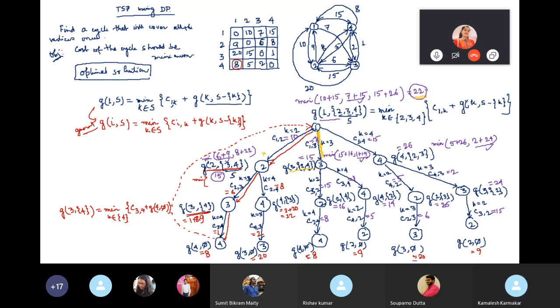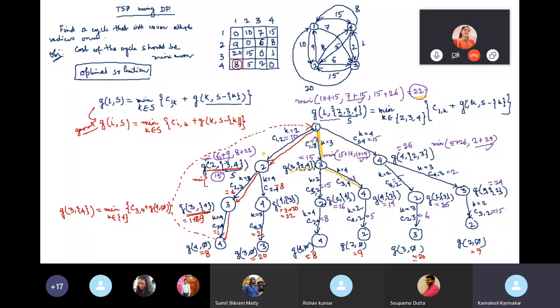Now after this it's 15. So 15 minus 15, this cost is 0, but here the value is 16, so this is not the path. So 15 minus 1 equals 14, and the value of this G42 is 14. So it will be added in your cycle path.